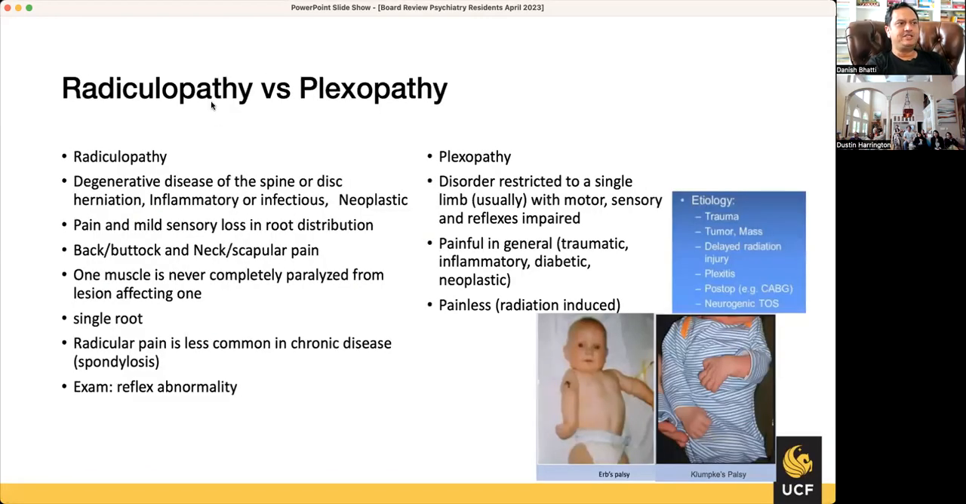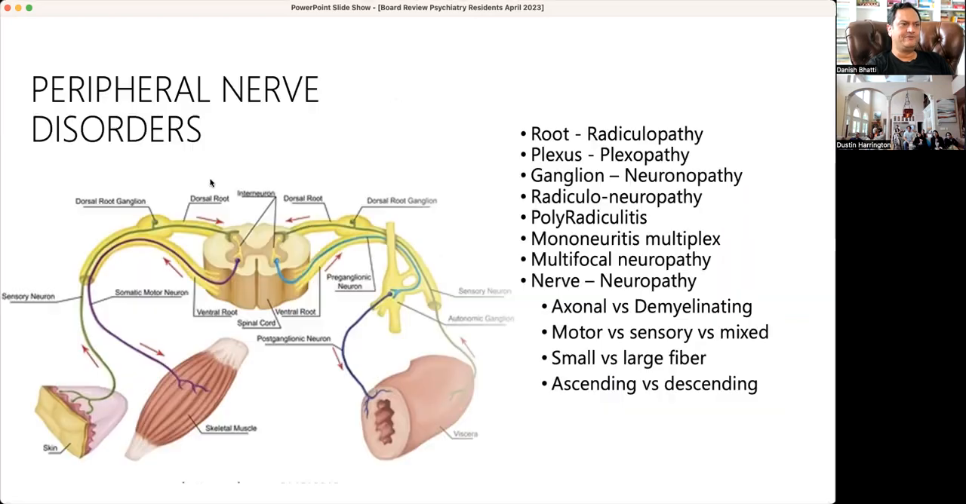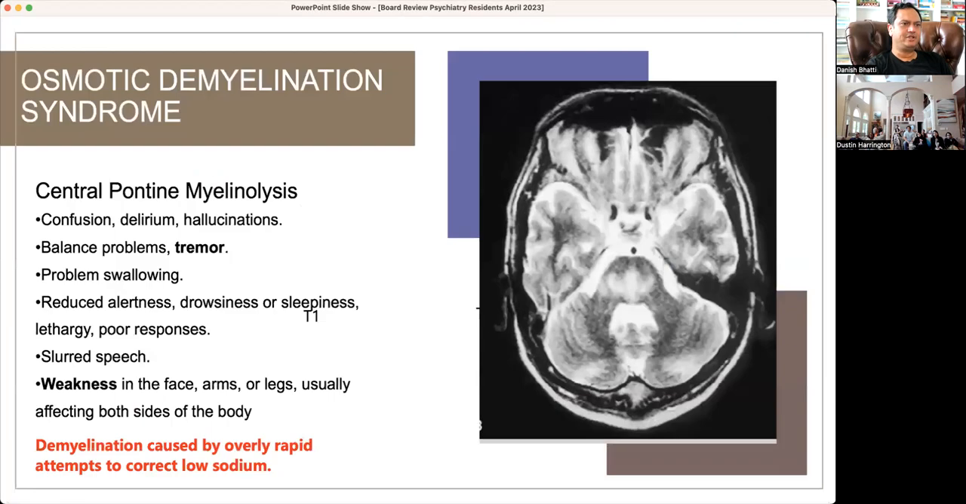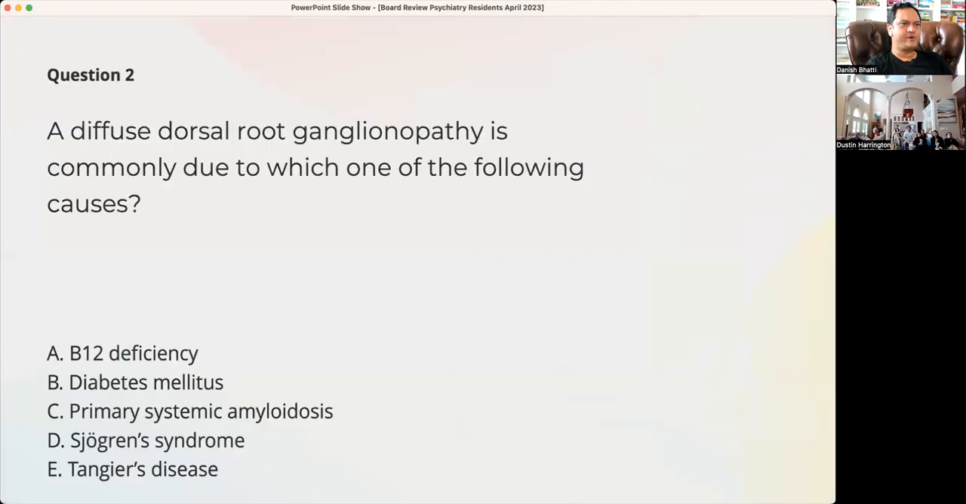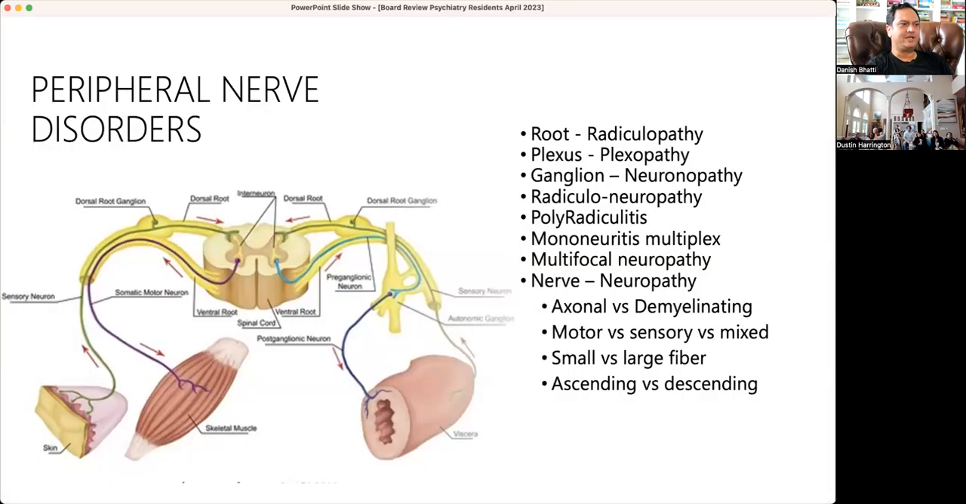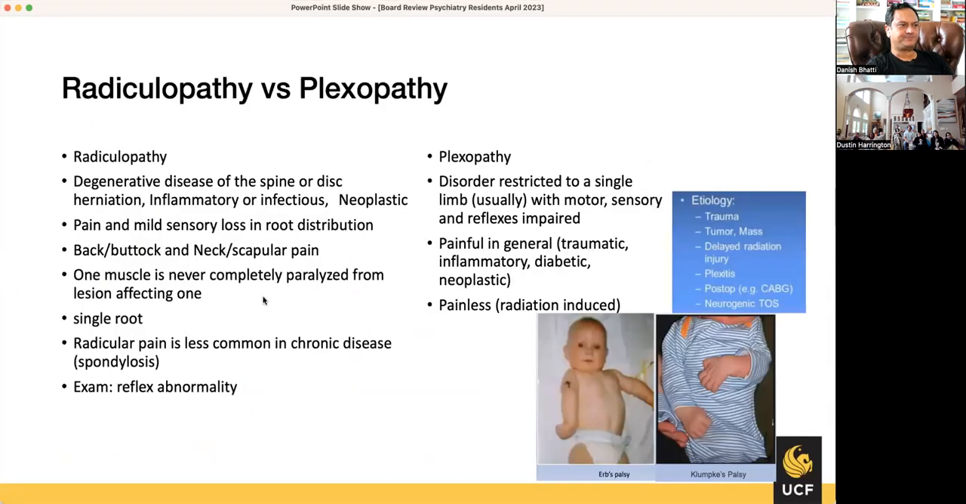So, radiculopathy versus a plexopathy. Radiculopathy we typically think of in degenerative disc disease, where there's herniation of the disc, or inflammation or infection compressing on the nerve roots. If I go back to the anatomy, it could be a disc herniation as the nerve tries to exit the foramina, and the disc can pinch the nerve root right there. You can have a radiculopathy.